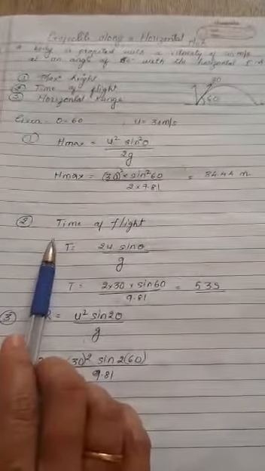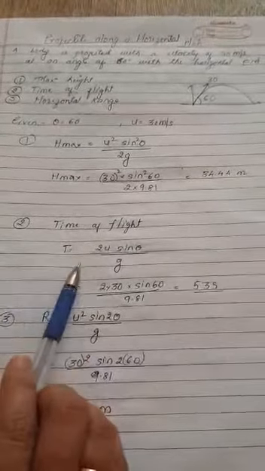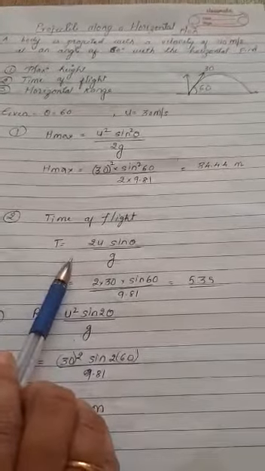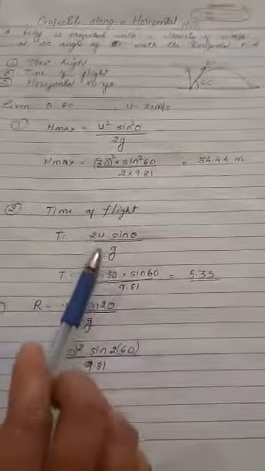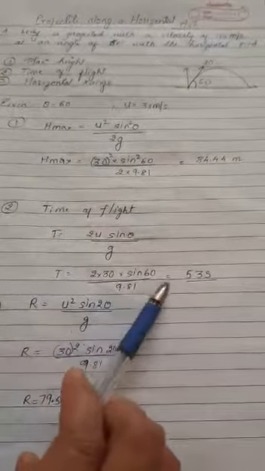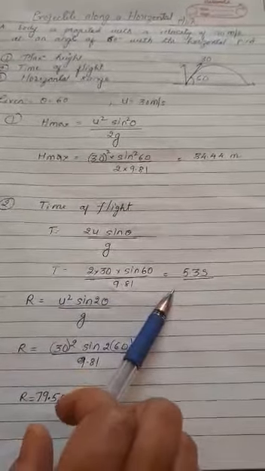Now next let us calculate time of flight. This is the formula to calculate time of flight, that is t is equal to 2u sine theta by g. So put the value of u and theta here, you will get the value of t. So here we are getting t is equal to 5.3 second.